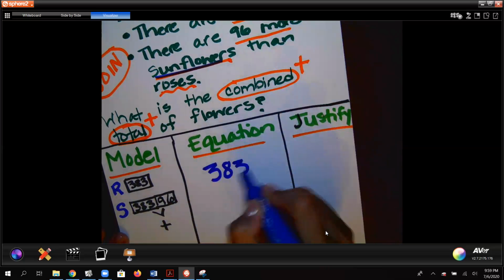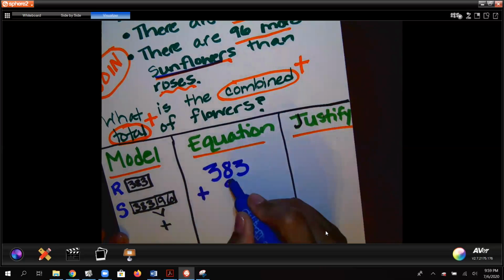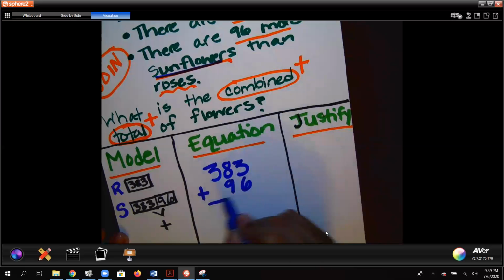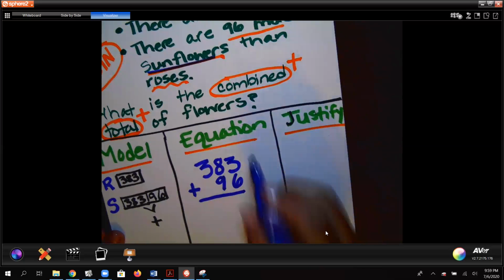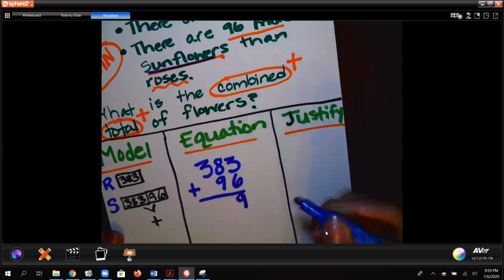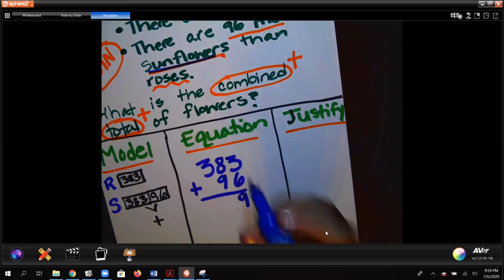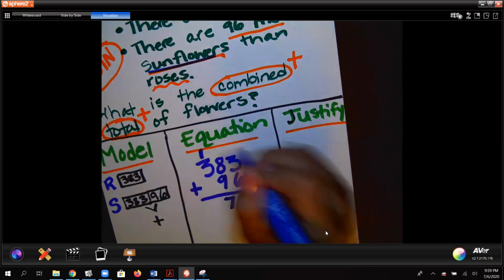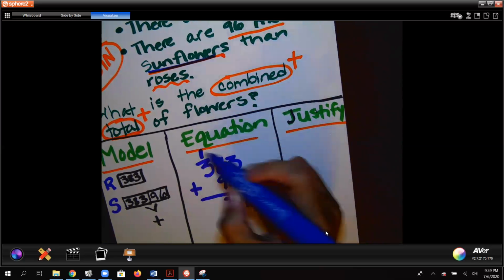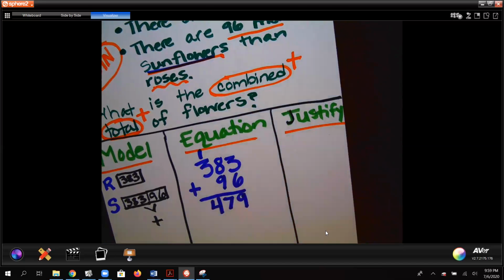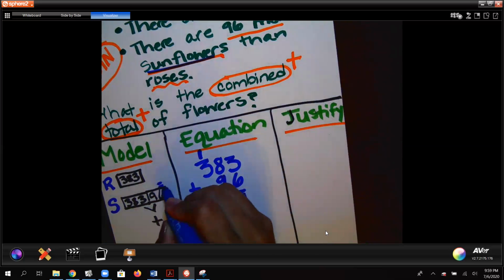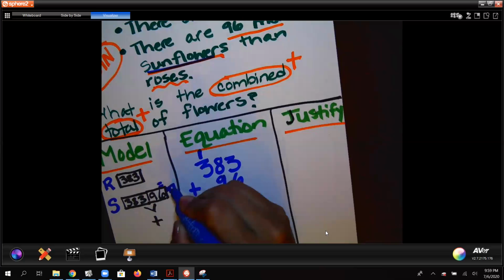383 plus 96. Remember to line up your place values. Okay, 6 plus 3 is 9. 9 plus 8, 17. Okay, and we carry the 1 over here. 3 plus 1 is 4. So that's 479 sunflowers. So that equals 479.